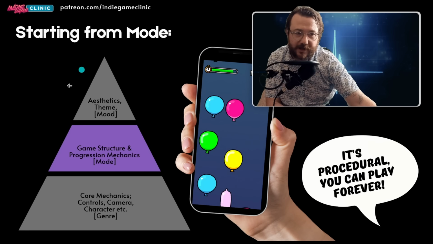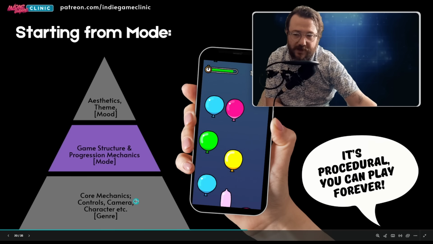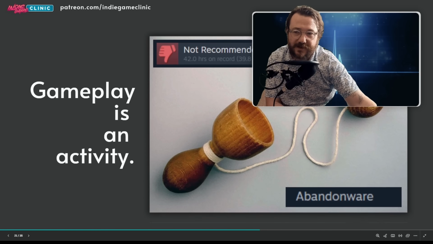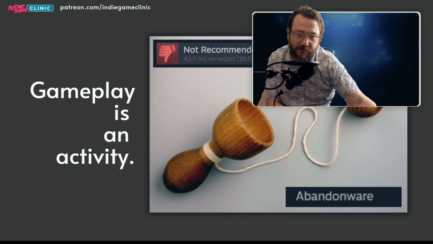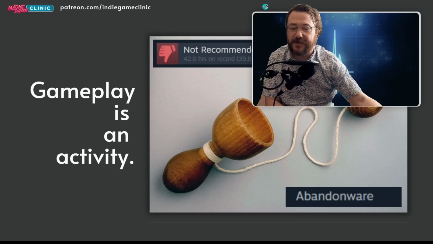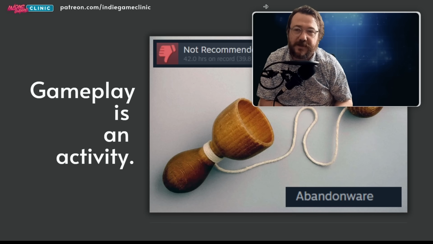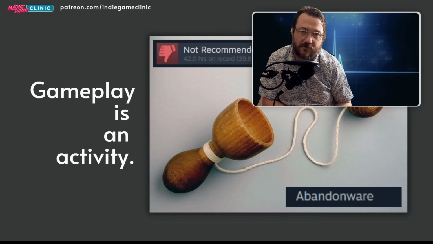What I'm really trying to get you to think of with this pyramid model here is that designing a game is creating an activity for someone. You are giving people something to do, and the thing that they are doing needs to be compelling enough that they want to do it over and over again.